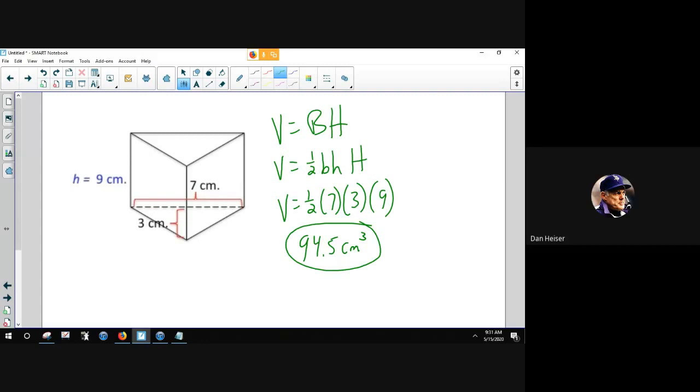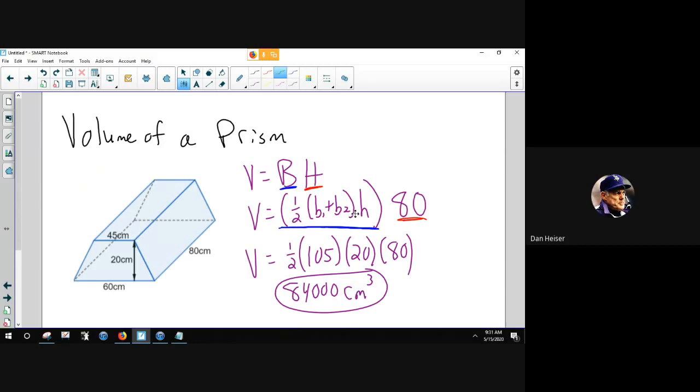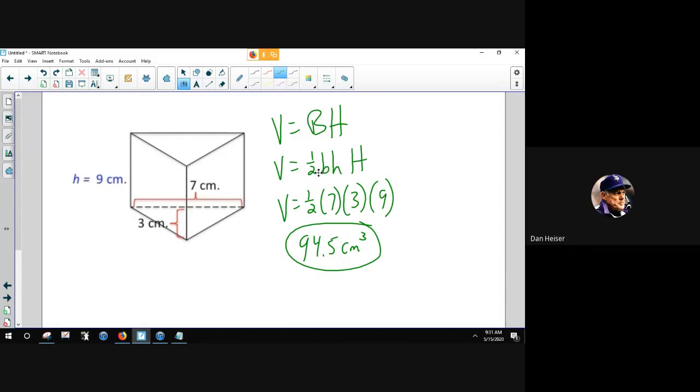For prisms, this V equals BH is a formula that works every time. Understand, though, that the B is going to depend on what shape you have here. If you have a triangle, 1/2 little b little h. If you have a trapezoid, then you need to put in the area of a trapezoid. If you have a rhombus, you put in the area of a rhombus. Regular polygon, put in the formula for regular polygon, and so on. Capital B depends on what shape the prism's base is.